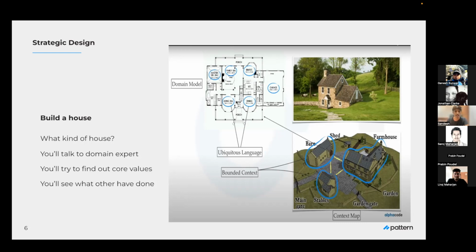This is nothing but, I hope my pointer is visible. So using this, you can design something like this. And the language, the way we try to add here, like this is the barn, this is the shed. So these are nothing but the ubiquitous language. And in the particular farm, you have multiple stables and different things. Those are nothing but the bounded context.